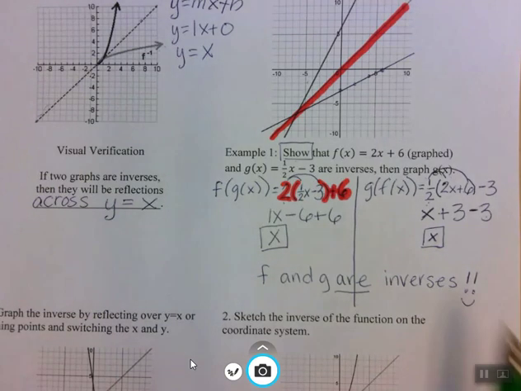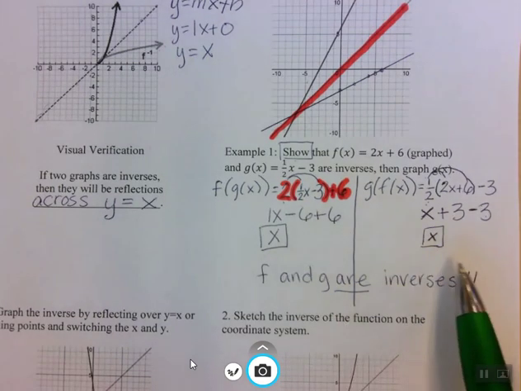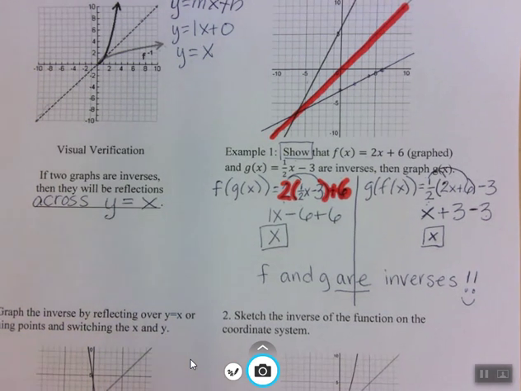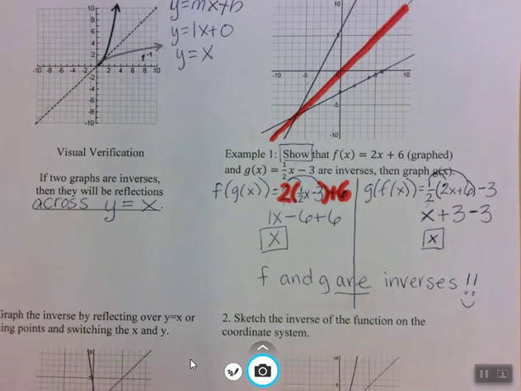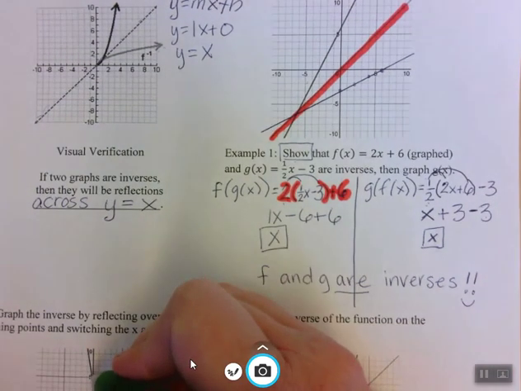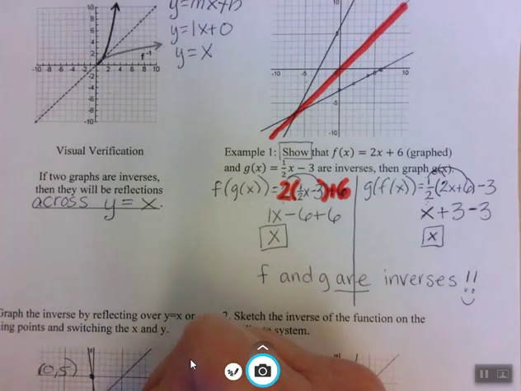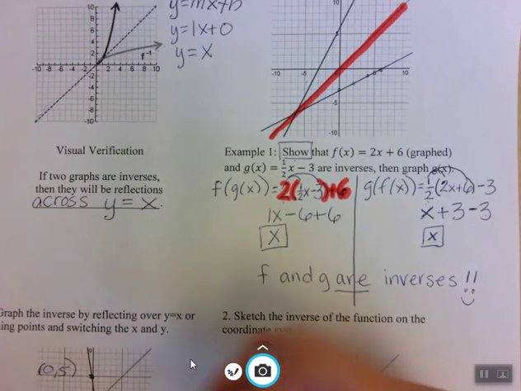All right, so this one was a little bit of work. It's not so much work, though, when they ask you to graph the inverse. It says either graph by reflecting over y equals x or naming points and switching the x and the y. So if I want to name points on this one right here, I could name this point, which is (0, 5), and I could name this point, which is (1, -1).